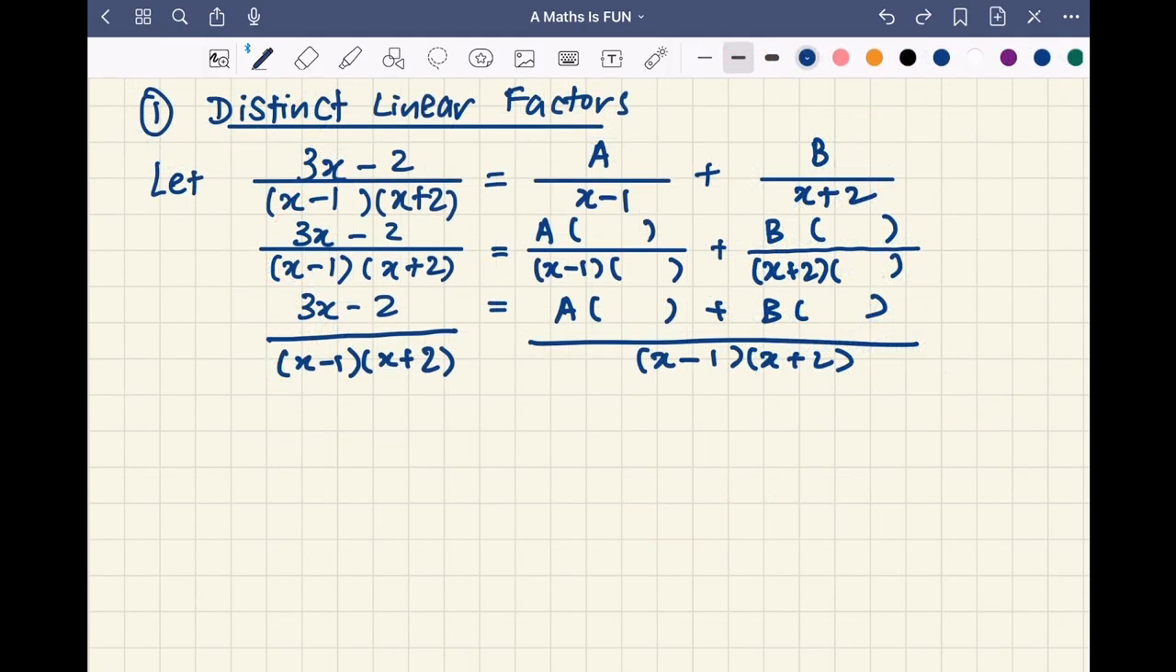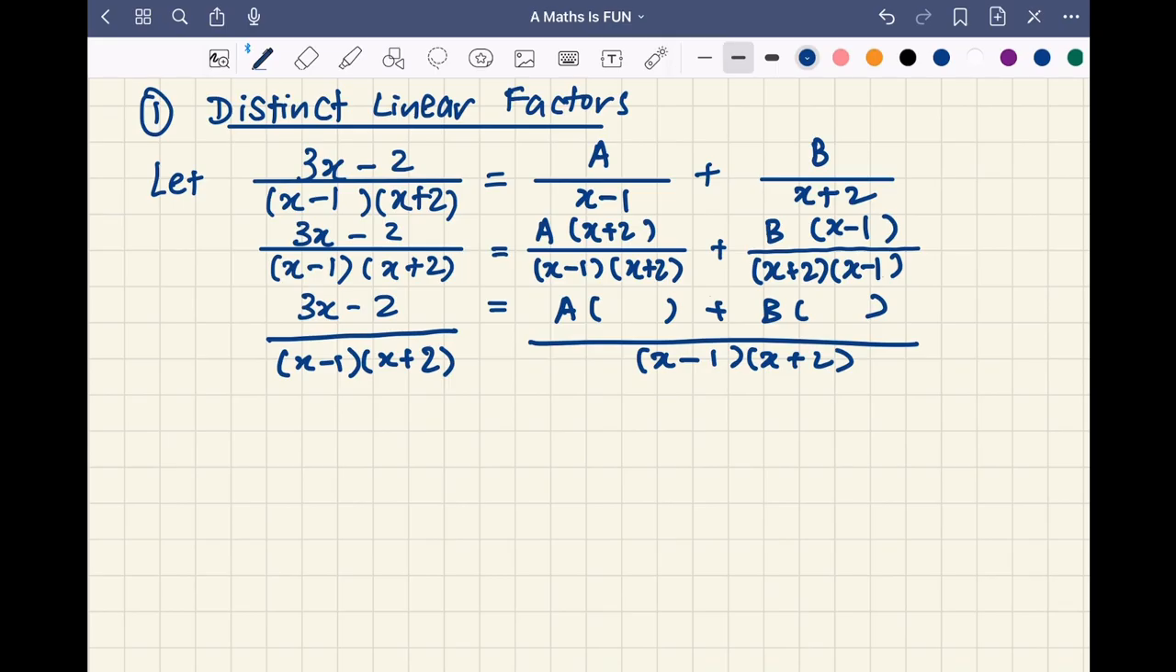So for the first case of distinct linear factors, what we did earlier on is to set it up as a over x minus 1 plus b over x plus 2. So the first thing that we'll be doing is actually to make a common denominator on the right hand side, right? So the objective of doing that is that on both sides, then there will be the same denominator, so basically we'll just compare the numerator. So we can just multiply x plus 2 in the numerator and denominator for the first fraction, x minus 1 in numerator and denominator for the second fraction.